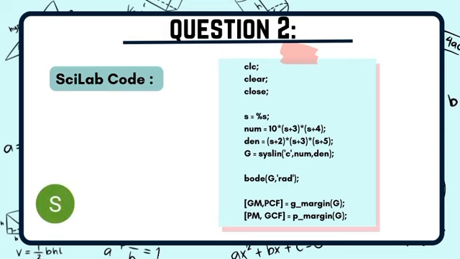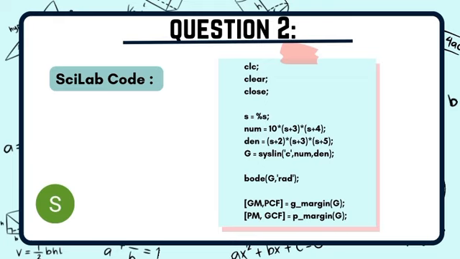Next, for question 2, to illustrate the amplitude response and phase response of the given transfer function in Scilab using the Bode plot technique, the coding shown in the slide calculates the gain crossover frequency, phase crossover frequency, gain margin, and phase margin. The transfer function is defined as 10 times the quantity s plus 3 times the quantity s plus 4, divided by the quantity s plus 2 times the quantity s plus 3 times the quantity s plus 5.